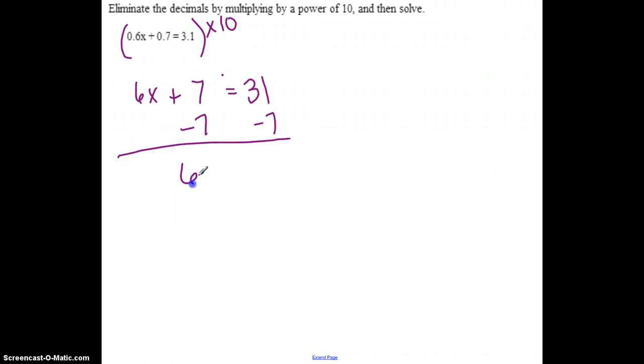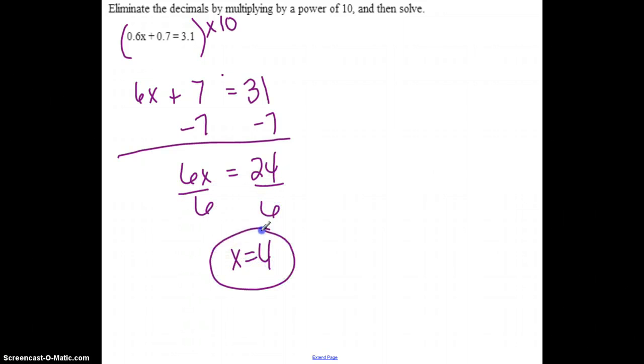Eliminate the decimals by multiplying by a power of 10. So that means take the whole thing and multiply every number by 10. So 0.6x times 10 would be 6x. 0.7 times 10 would be 7. 3.1 times 10 would be 31. So subtract 7. Divide by 6. x equals 4.